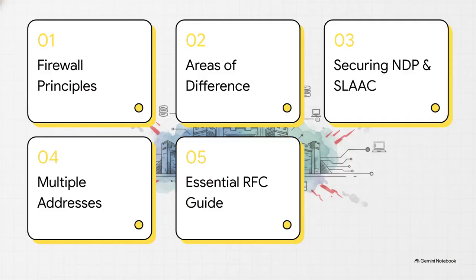Here's our roadmap for today's breakdown. 1. IPv6 firewall first principles. 2. 3 areas of difference. 3. Securing NDP and SLAAC. 4. The multiple address dilemma. And 5. Your essential RFC reference guide.